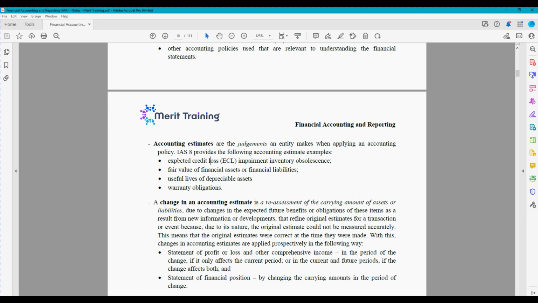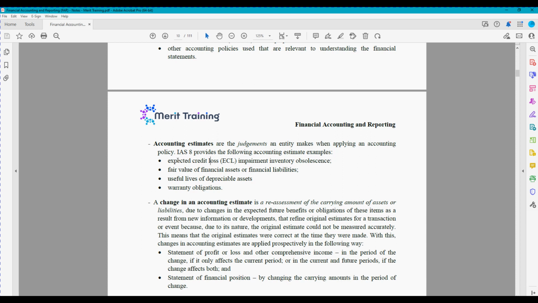So within IAS 18, they actually set out certain examples of where there may be an accounting estimate taking place. So for example, if there's an expected credit loss, or inventory obsolescence, or if there's a fair value of financial assets or financial liabilities, because obviously the accountants are going to have to estimate to the best of their knowledge the fair value of that asset.